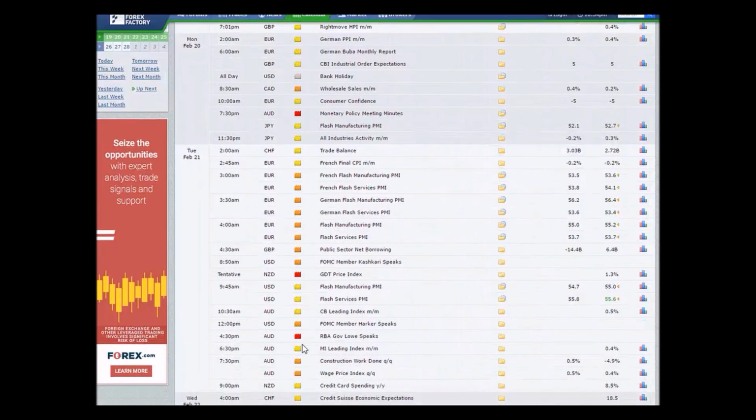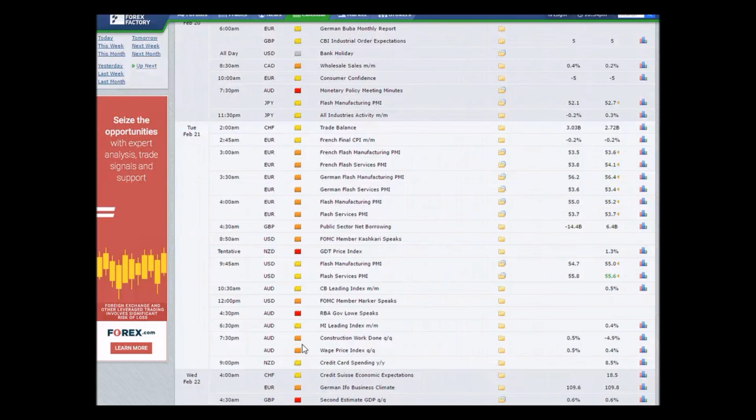It's tentative. Now you don't get any U.S. bank or U.S. news. You do have flash services PMI expected to rise from 55.6 to 55.8. That could give the dollar a bid on Tuesday, February 21st. Okay. And let's go ahead and let's go down to 4:30 p.m.